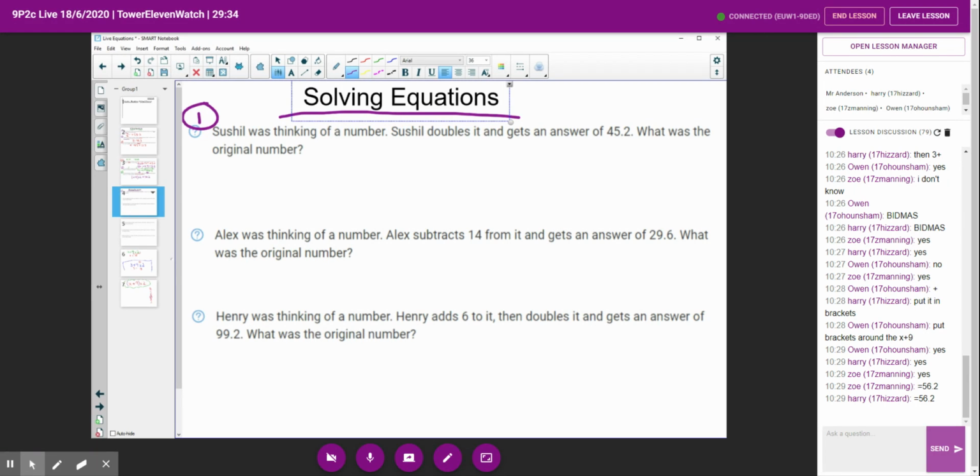Okay, guys, first of all, I'm going to put this in red. First of all, ignore this part in red. Let's look at the first bit of the question and do exactly what we did so far. So Sushil doubles it and gets an answer of 45.2. What could we write down to show that Sushil is doubling a number and getting an answer of 45.2? Guys, write it down in the chat. What do you reckon?